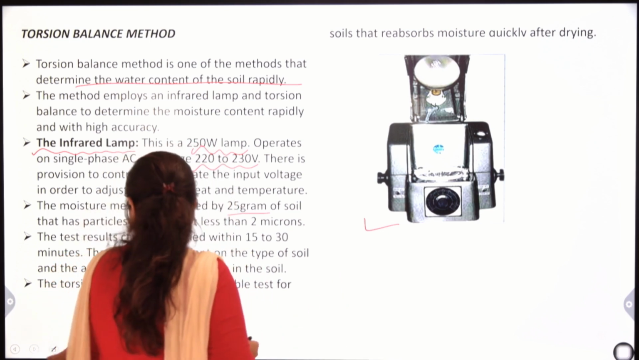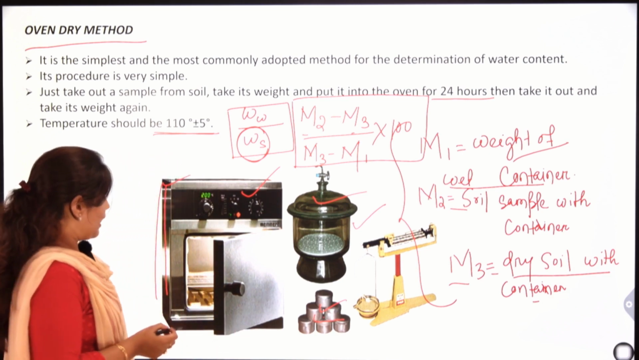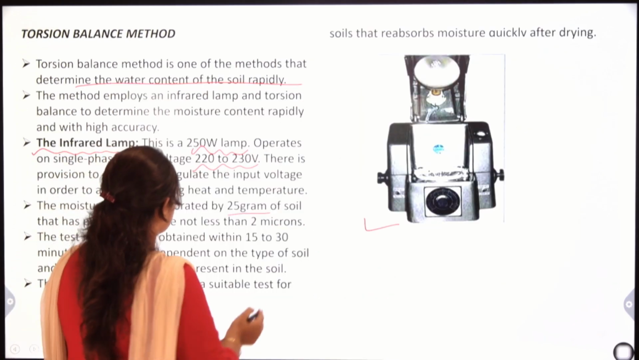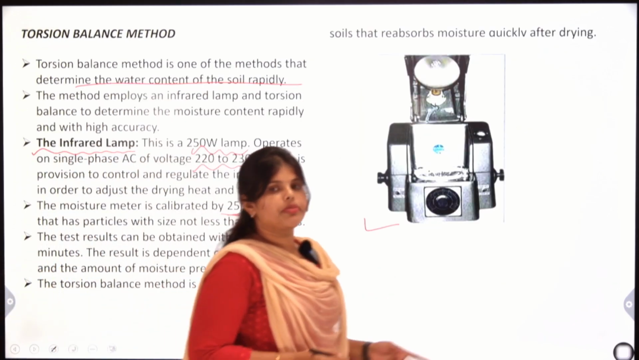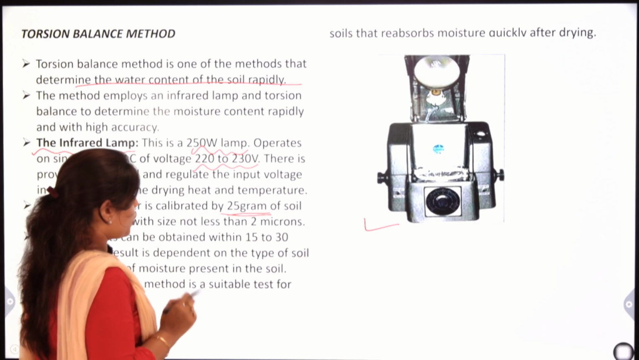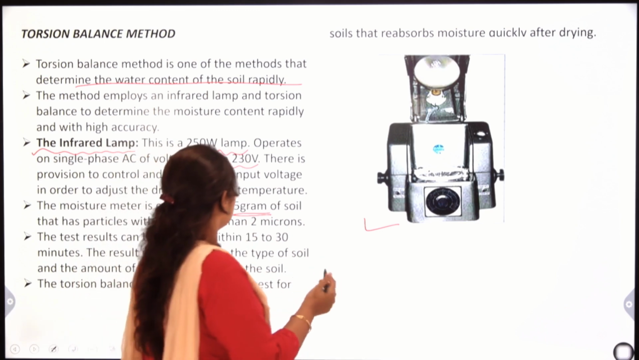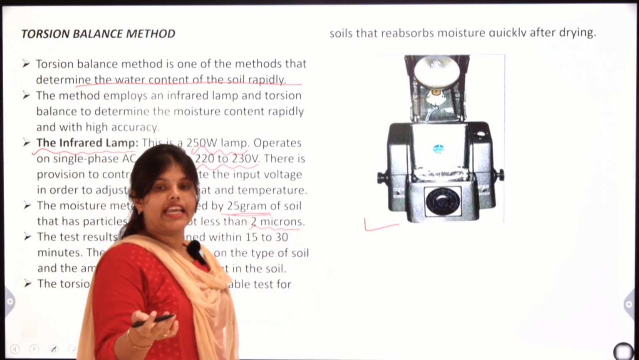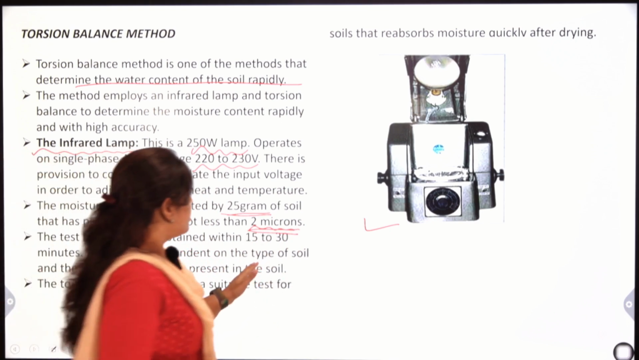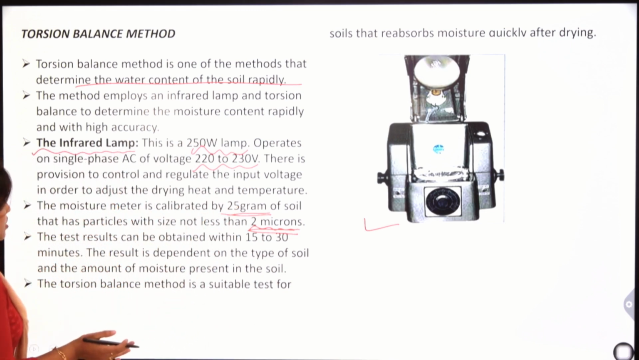Like here, these are the containers, we can take any amount of soil sample, but in the Torsion balance method we can only take 25 grams of soil. Next, the soil size should not be less than 2 microns. So the soil sample should lie between coarse grain soil to 2 micron size of soil.